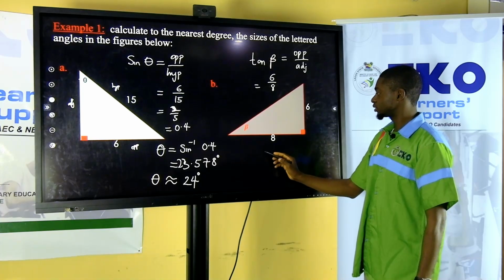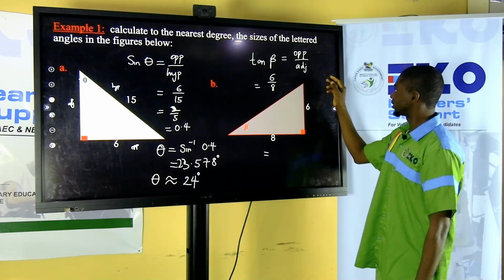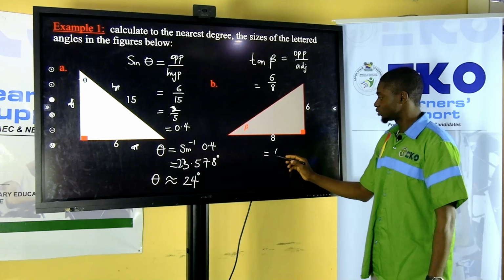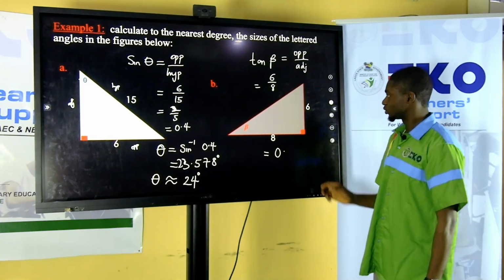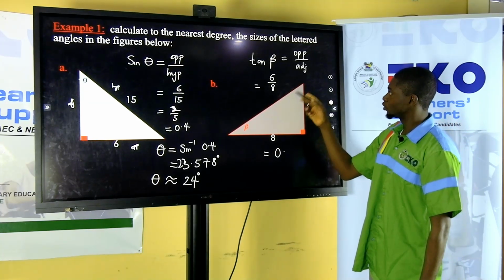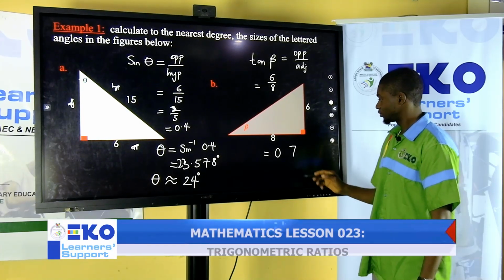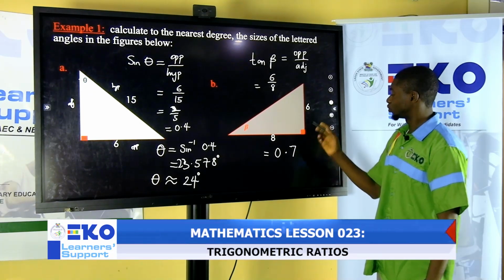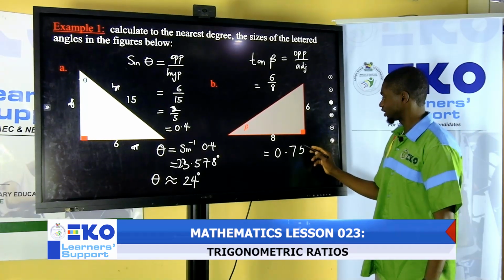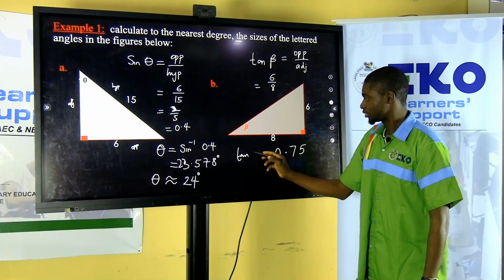If we go on with this, 6 divided by 8, you can say 2 goes here, 3, and 2 goes here, 4, which is 3 over 4. When you divide that, you get 0. So 4 goes into 30 how many times? That's about 7. That's 0.7. We are left with 2, and 4 goes into that 5 times, so that's 0.75. Now, that's our tan beta.